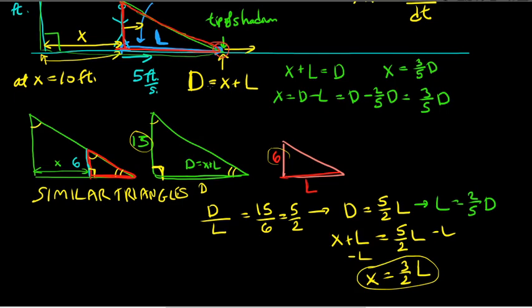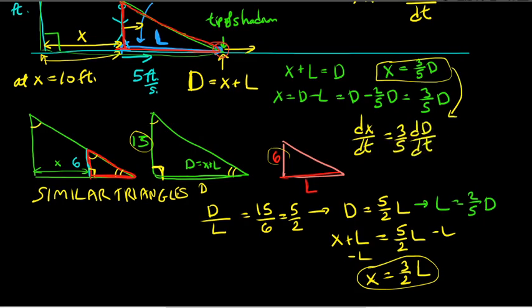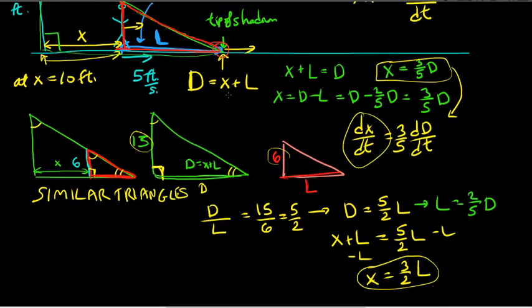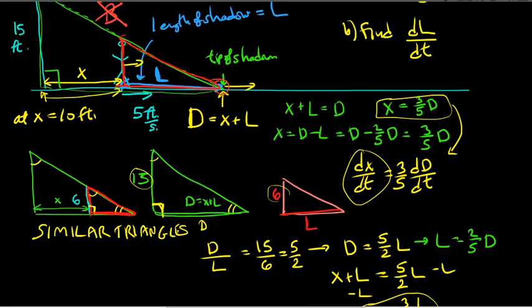So now take the derivative. Take the derivative of x. That's just going to be 3 over 5 times the derivative of D. And we know what the derivative of x is. That was given. Remember what x is. x is the distance from the light to the guy. And we know the guy is walking at a rate of 5 feet per second. So dx over dt here is 5 feet per second.